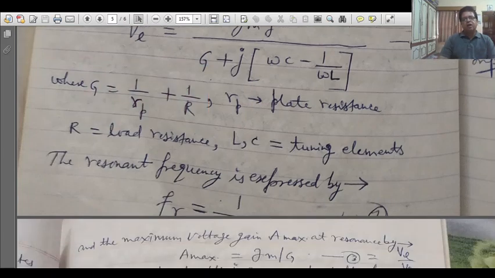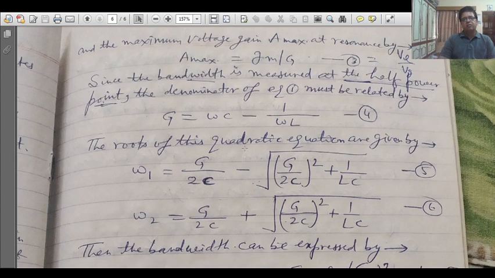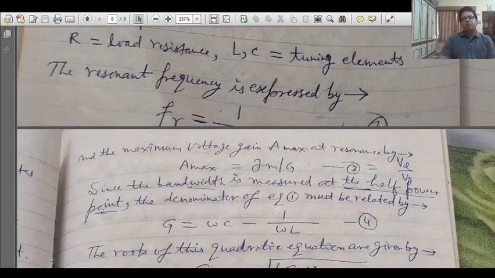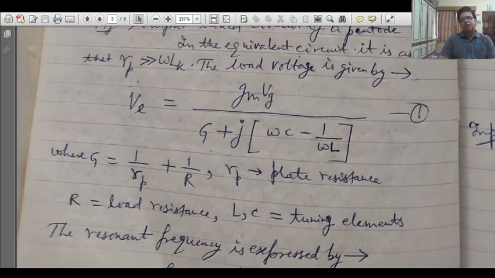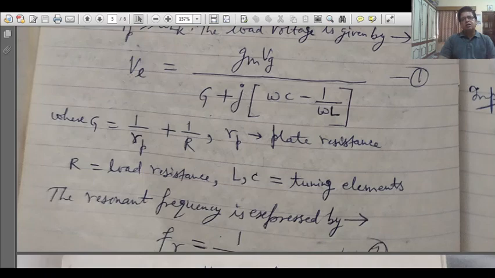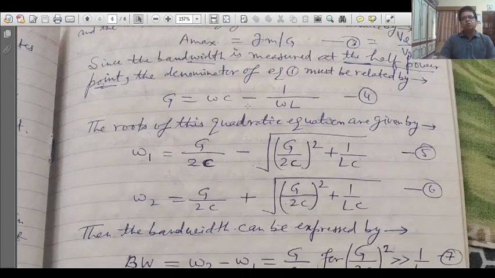And the resonant frequency is given by 1 upon 2 pi under root LC. And the maximum voltage gain at resonance, if we try to calculate the maximum gain, it is VL upon Vg. At resonance this term becomes zero. So A maximum equals gm times Z. And what is A maximum? A maximum is VL upon Vg.